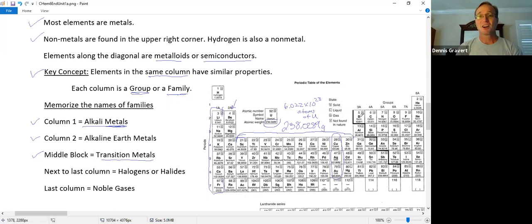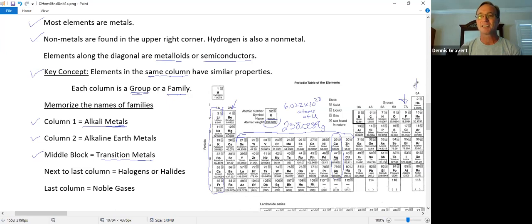Okay, so there are family names for the other columns, but they're not used that frequently. But the next to last column right here is used quite frequently. These are the halides or the halogens. You may have heard of halogen halides. So that's pretty common. So you'll need to know that fluorine, bromine, iodide, the last one here, is radioactive. I'm not really going to use that one, but this column contains the halides or the halogens.